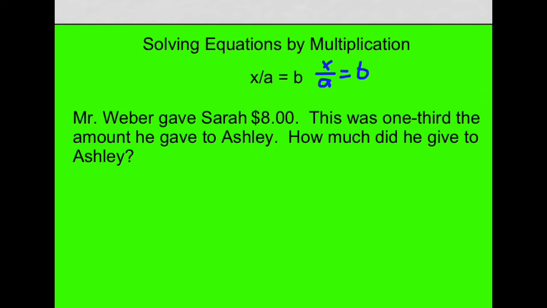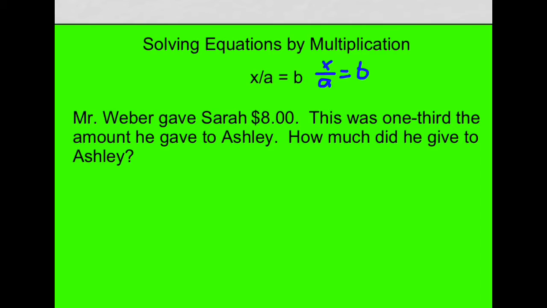from. Now, this first problem, Mr. Weber gave Sarah $8. This was 1/3 the amount he gave to Ashley. How much did he give to Ashley? Well, many of us could solve this by mental math, right? He gave Sarah $8, and that's 1/3 the amount he gave to Ashley. So if he takes Sarah's amount and multiplies by 3, the answer is going to be $24.